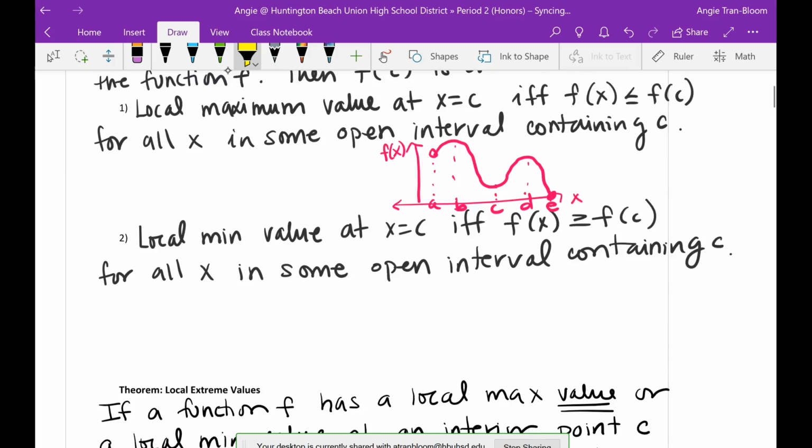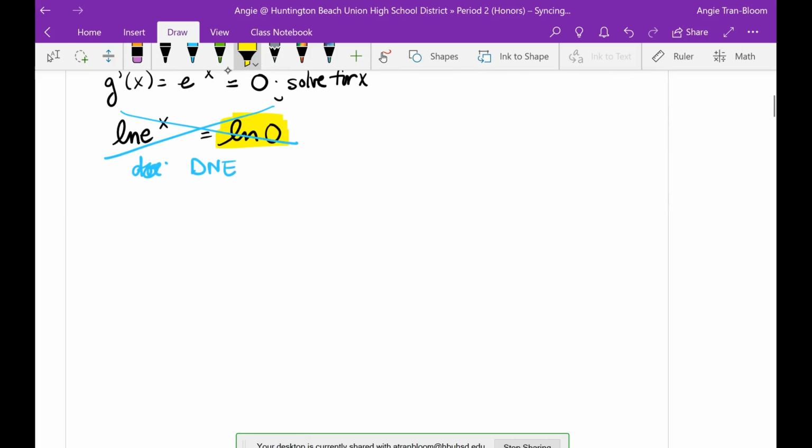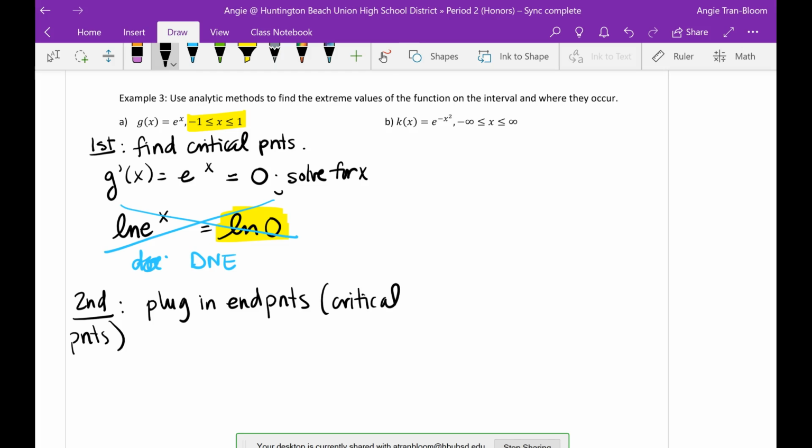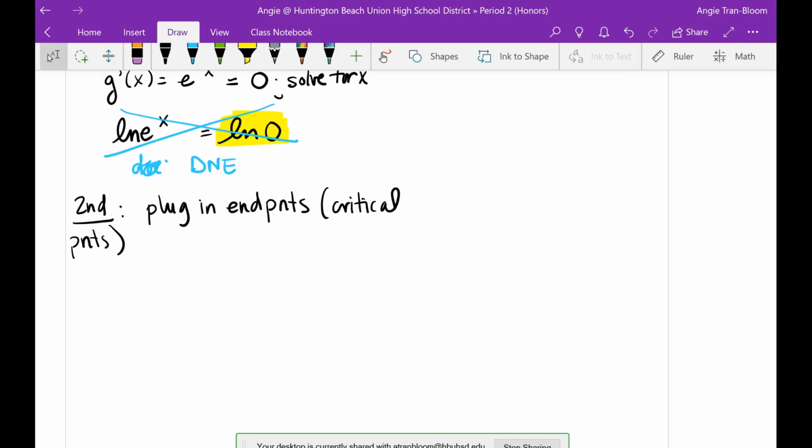Okay, thanks, Aaron. If it's a closed interval, aren't we guaranteed a min and max? Yes. All right, let's find it. So second, since critical point is useless, plug in endpoints. And sometimes critical points as well, but in this case, there are none. And we don't plug into the derivative. We plug into the function, because I'm not interested in the slope.